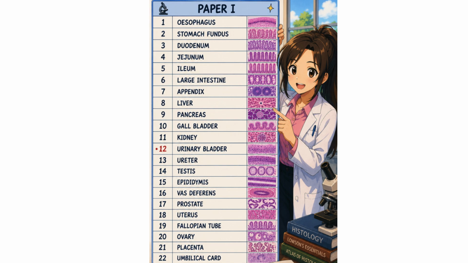Coming to uterus, you have endometrium, myometrium and perimetrium. These are the layers of uterus. Endometrium is simple columnar epithelium with uterine glands, and you have thick myometrium, which is of smooth muscle, and layer thickness varies with menstrual cycle phase.